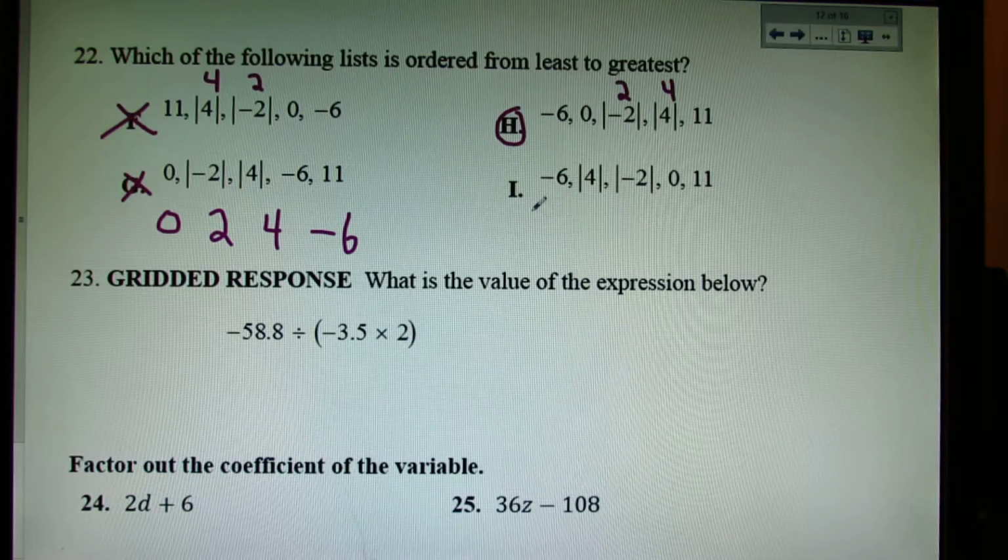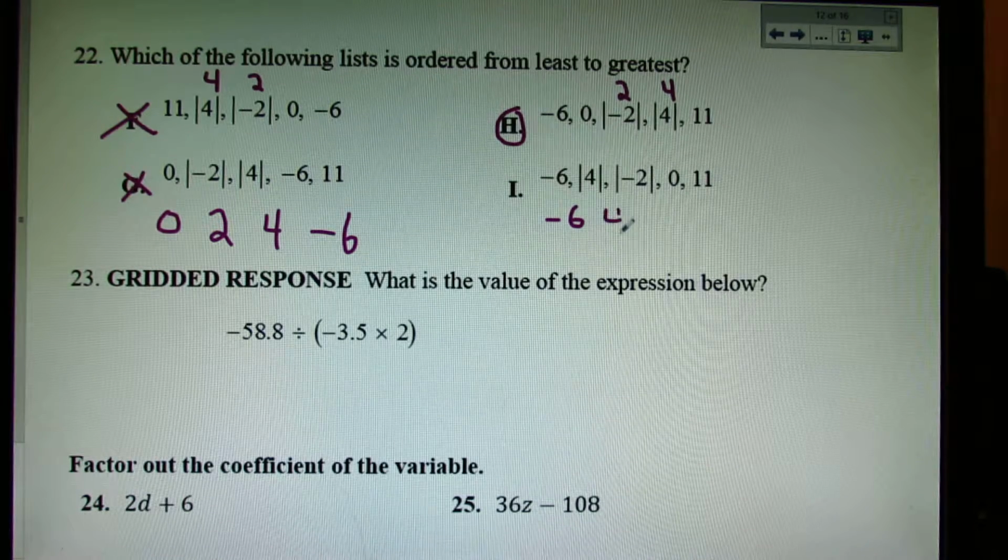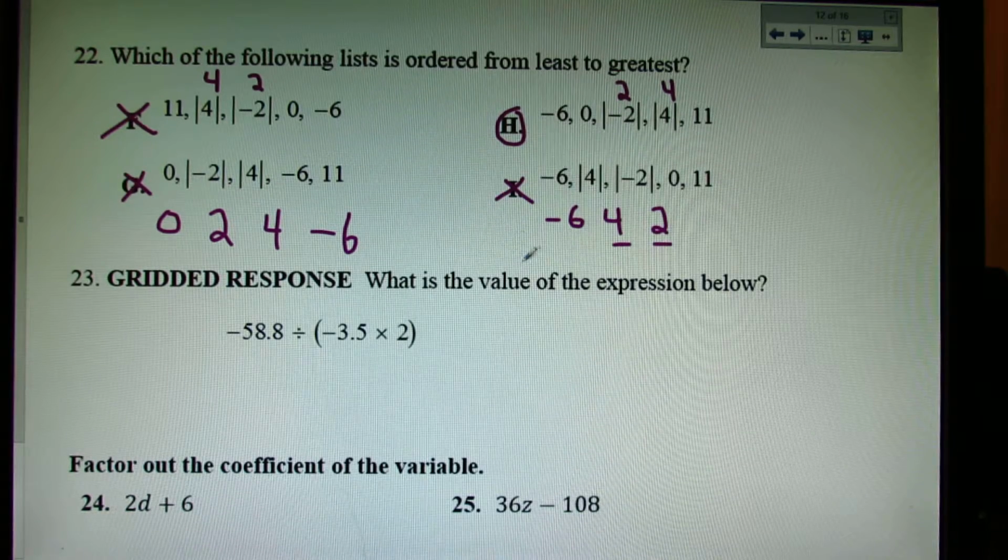Done. Let's double check this last one just in case. -6, that's just -6. Absolute value of 4, that's 4. Absolute value of -2, that's 2. Here's where they come out of order. So it's not I either.